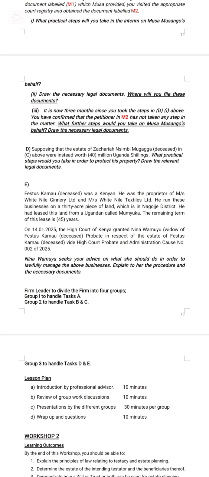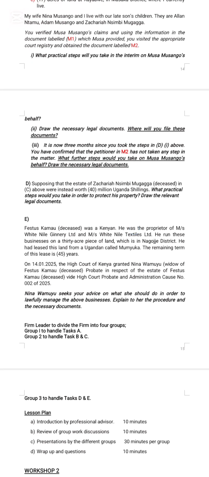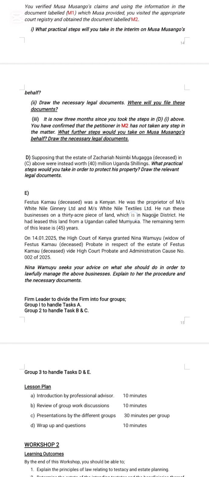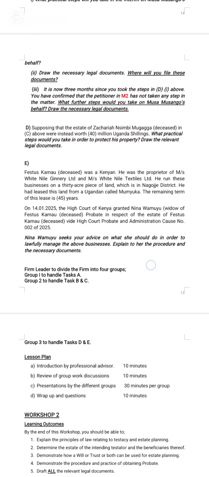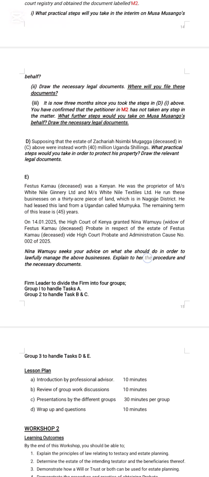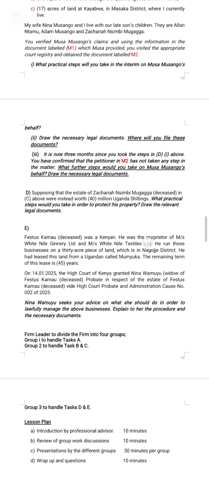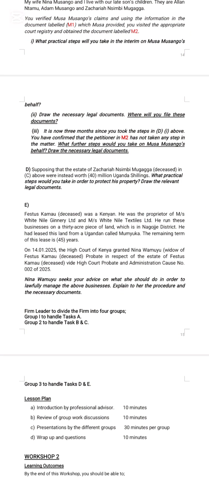Where will you file these documents? So basically, you first have to lodge the caveat, and basically the documents would be the caveat and an affidavit in support. Then it's now 3 months. So also then after that you also have to bring a plaint.